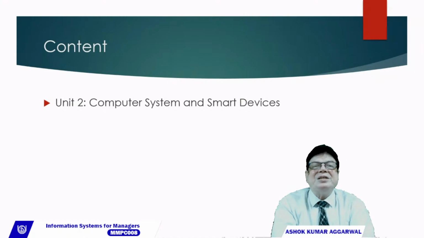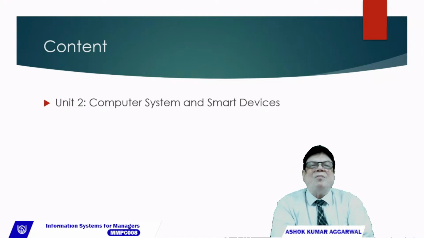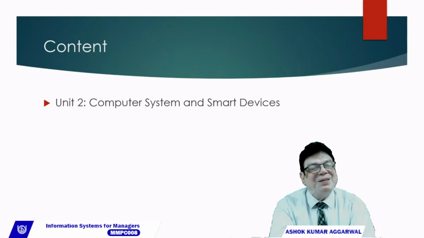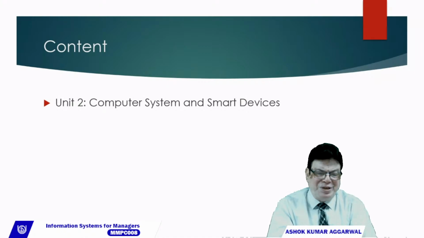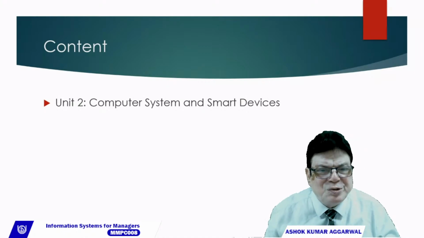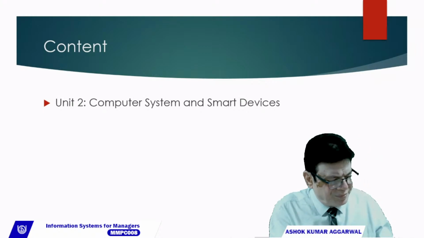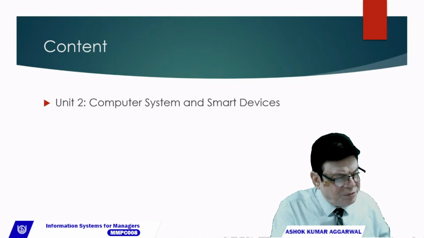Then ECS credit and ECS debit. You can get your salary in your account. If you want to pay your telephone bill, your telephone company will collect the bill from you and your account will be debited by that much amount. So these are all uses of IT, and the future of IT is very bright. Research is going on, and they will do more and more new things. So our next chapter is computer systems and smart devices. Now, computer systems.